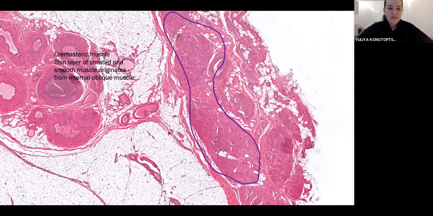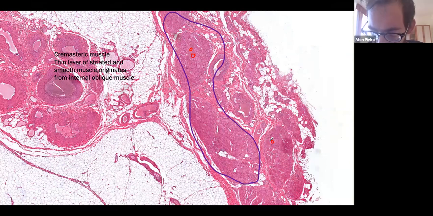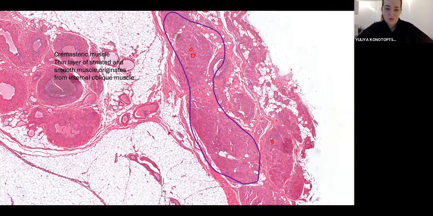Okay, here we have right next to the pampiniform venous plexus, we have a cremasteric muscle. And even with this magnification, you can see that this muscle is actually skeletal because these are the bundles of the skeletal muscle fibers, right? So it's striated muscle. Where did this cremasteric muscle come from? Internal oblique muscle of the abdominal body cavity.